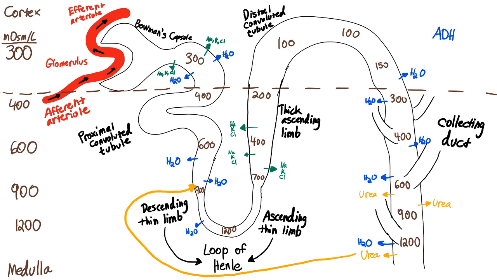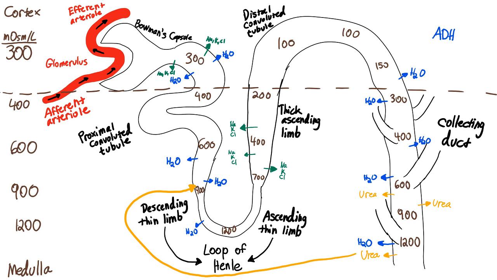Our kidneys concentrate urine through a mechanism called counter-current multiplication in the loop of Henle, which is dependent on the permeability of the nephron. Starting at the proximal convoluted tubule, the osmolarity of the fluid inside is about 300 milliosmoles per liter. Moving down to the descending thin limb, water is moving out of the nephron, so the fluid has a higher osmolarity or is more salty.